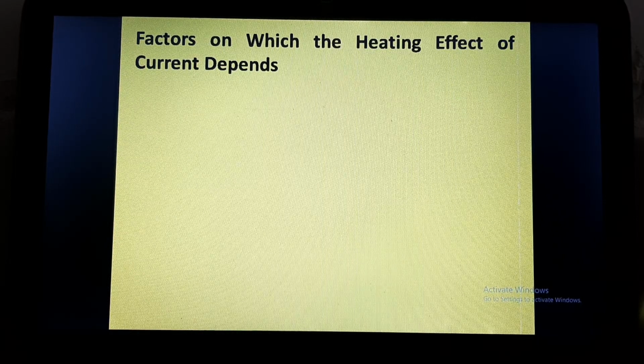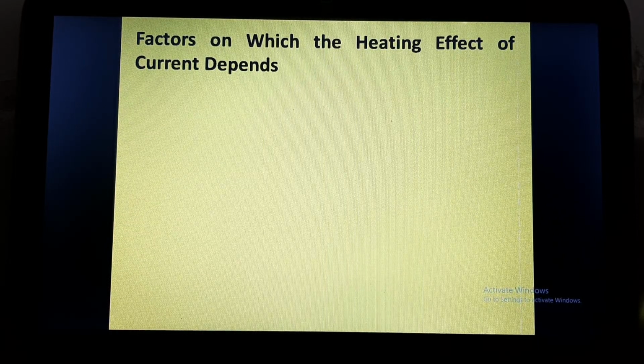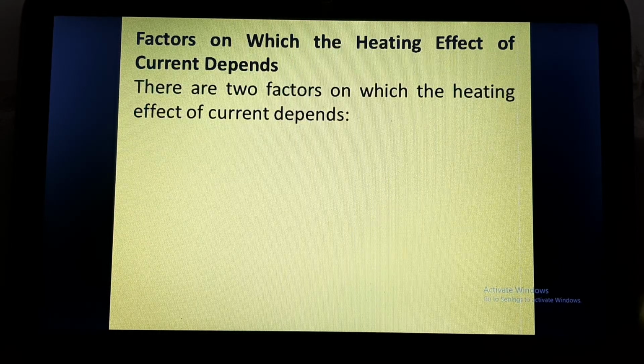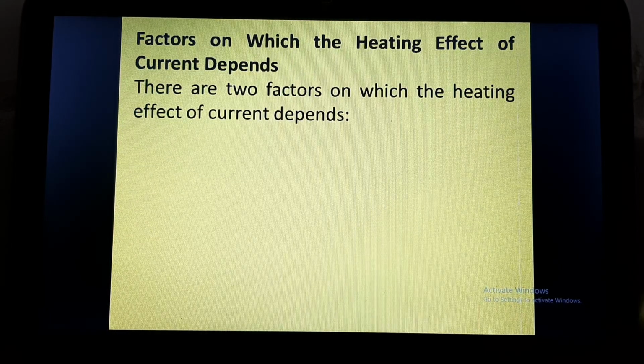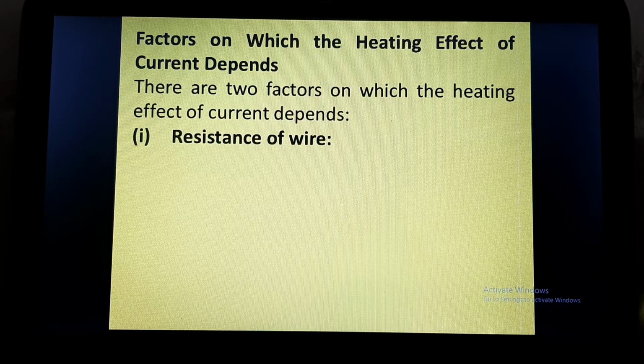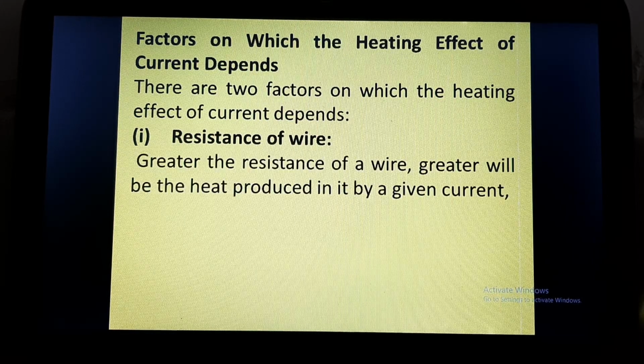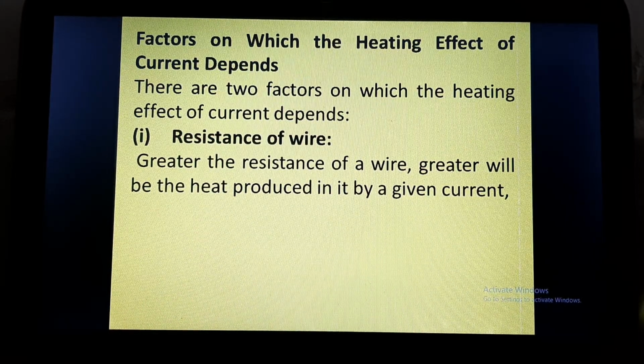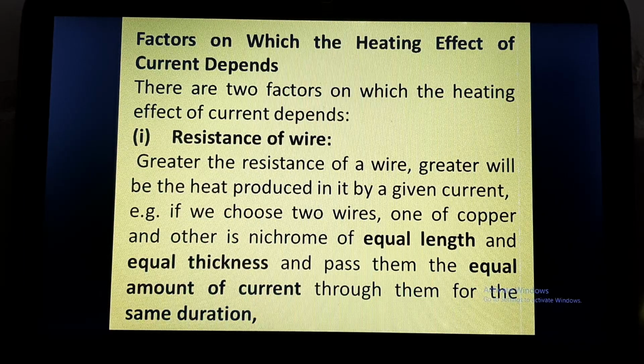Now we will be dealing with the factors on which the heating effect of the current depends. There are two factors on which the heating effect of current depends. First is resistance of wire, that means kind of material it is. Greater the resistance of a wire, greater will be the heat produced in it by a given current. So if a current is supplied and the resistance of wire is more, therefore it will produce more and more heat.